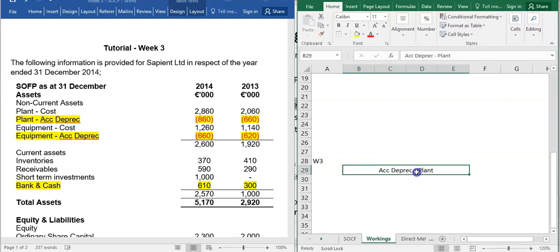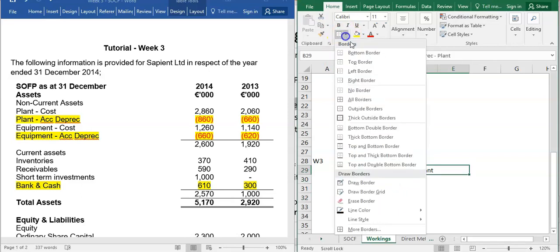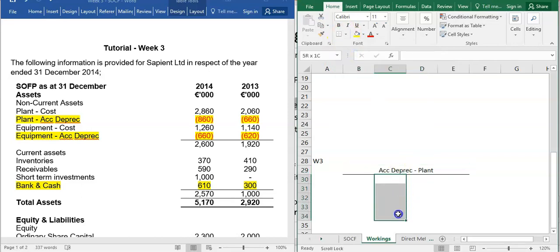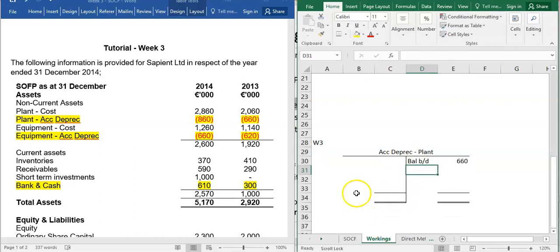When in doubt, try and do a T account. It makes it a lot easier to follow and understand, particularly the moving parts, because it can be quite complicated the first couple of times that you do a statement of cash flows. So if in doubt, do a T account. We're trying to figure out, how did the plant accumulated depreciation balance brought down at the start of the year, 660, result in a balance carried down at the end of the year of 860? So again, what I said before, we're trying to solve the puzzle.